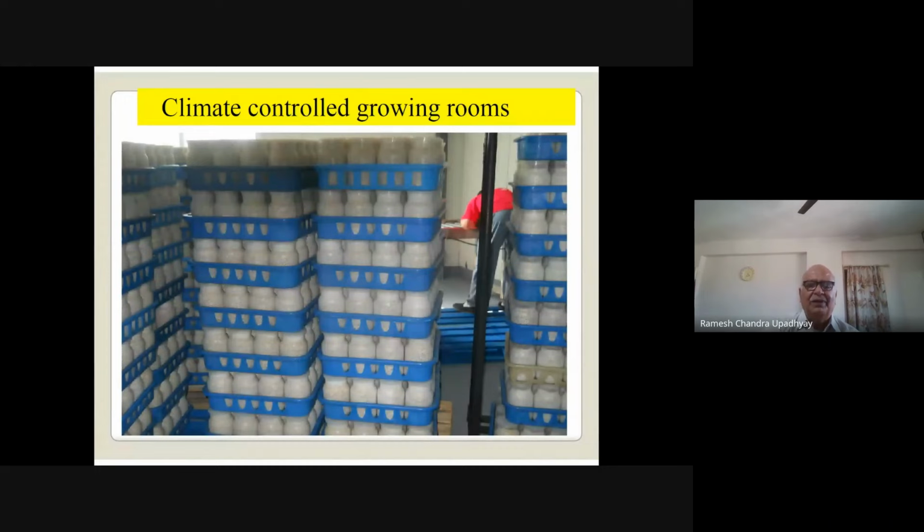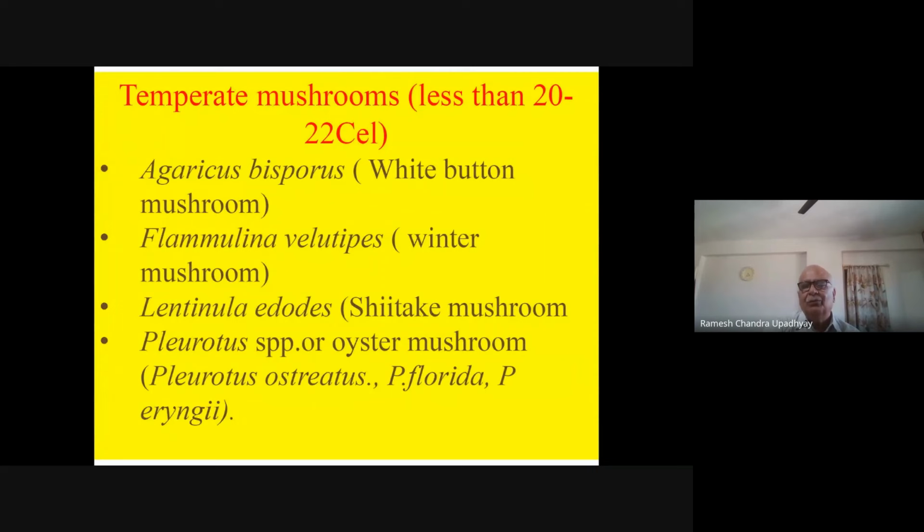So now we will come to the different types of mushroom. On the basis of their temperature requirement, we can classify temperate mushrooms, which grow at less than 20 to 22 degrees Celsius. First is Agaricus bisporus, commonly called white button mushroom. Another is Flammulina velutipes, we call it winter mushroom, or Enokitake also. And nowadays people are growing a lot of this Flammulina.